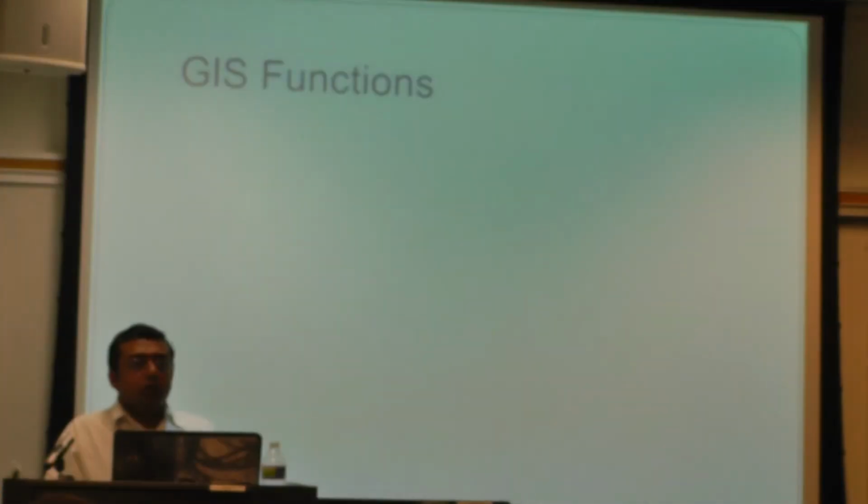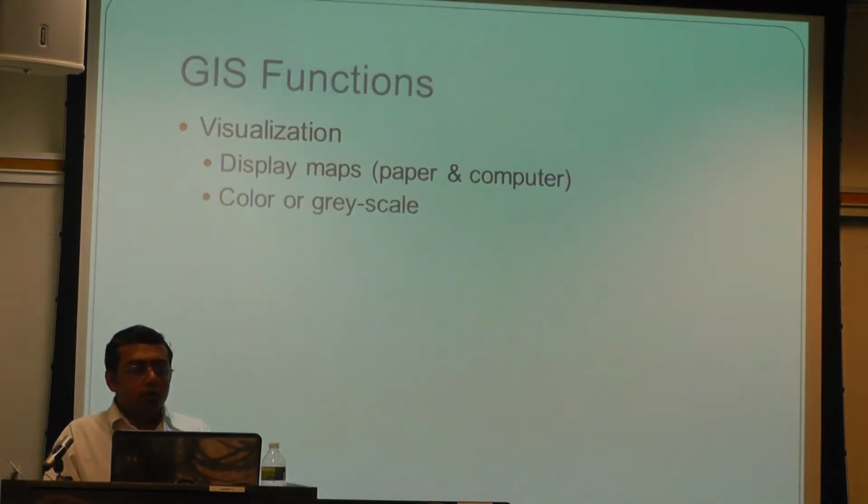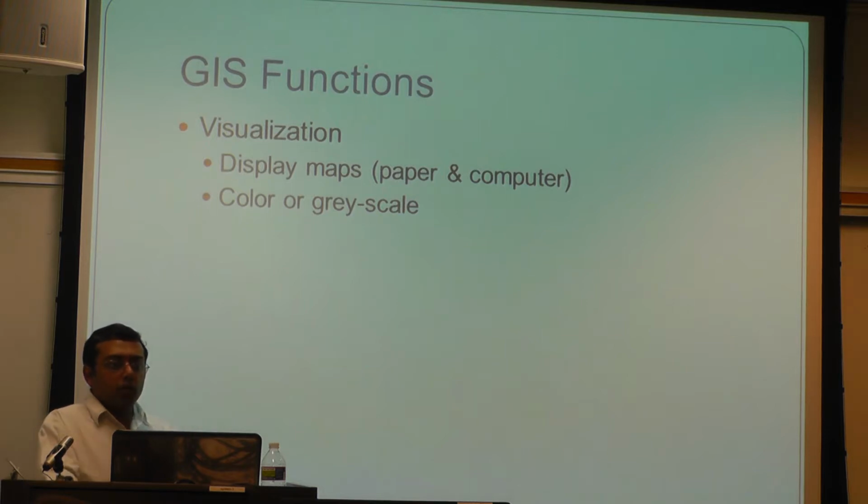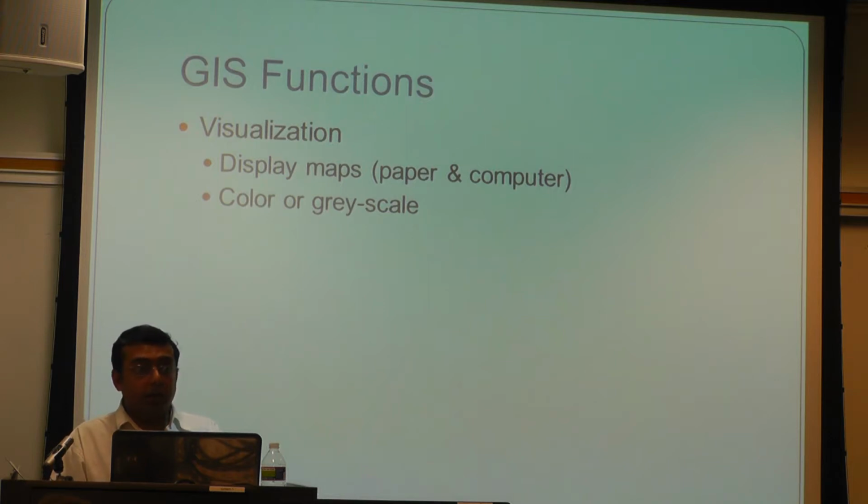So in summary, what does GIS do? It gives you visualization. It lets you display maps, whether you want to display them on paper, so possibly like in a journal article, or on a computer, say for instance, perhaps for a presentation. These maps can either be in color or in grayscale.